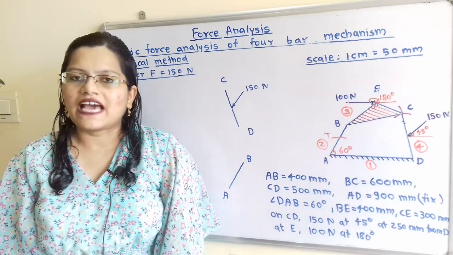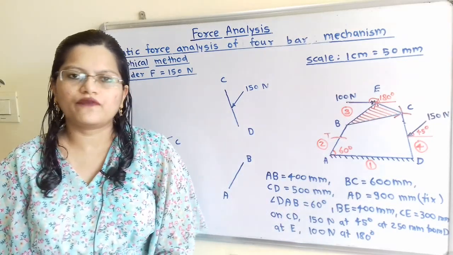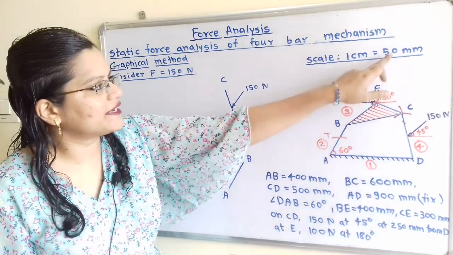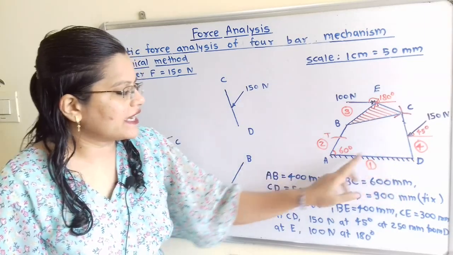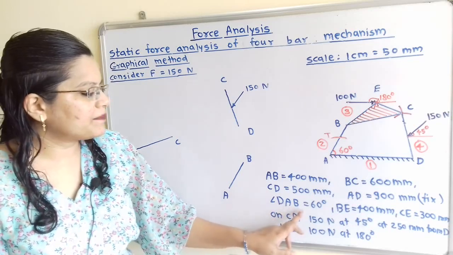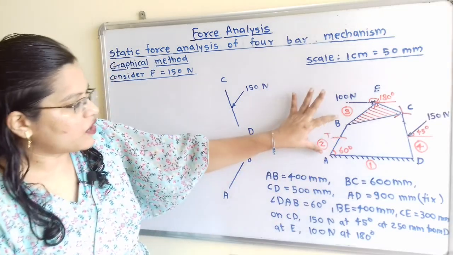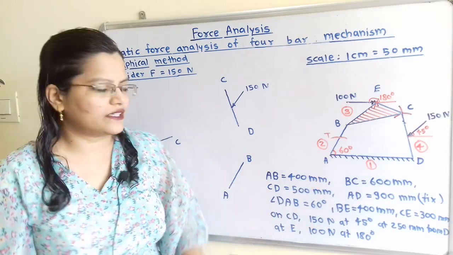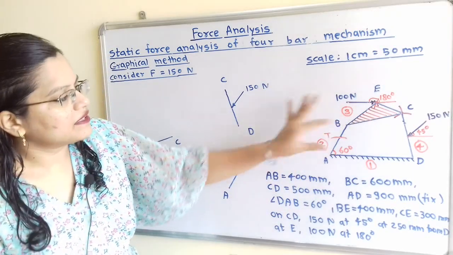So we will draw the diagram with some suitable scale, and we will take scale 1 cm is equal to 50 mm. So how to draw this link AD? For that, 900 divided by 50, which is equal to 18 cm. So we will take the distance 18 cm and we will draw this link AD. Now angle DAB 60 degree is mentioned. So we have to take the angle 60 degree, and along this line we have to take the length of AB 400 mm, that is 400 divided by 50. So we have to take here 8 cm distance.